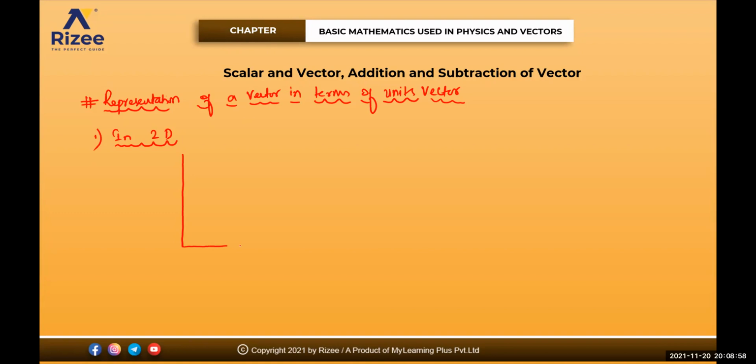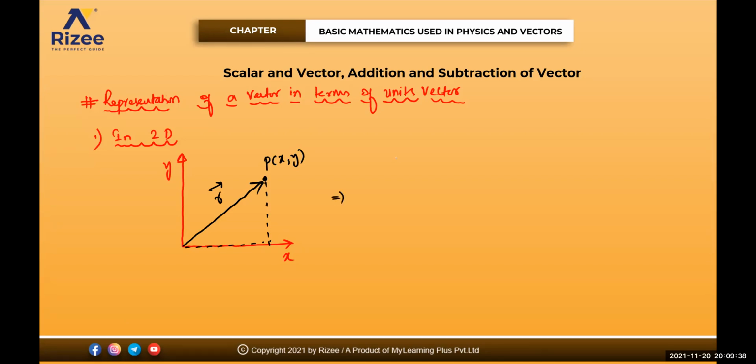This is your y-axis. This is your x-axis. If you are having some vector here right now, like this, say for example r bar. This is some position vector r bar, and this is some point P, which is just x comma y. Now see, how do you represent this one, beta?